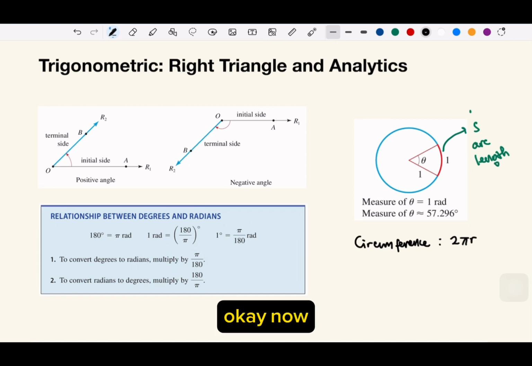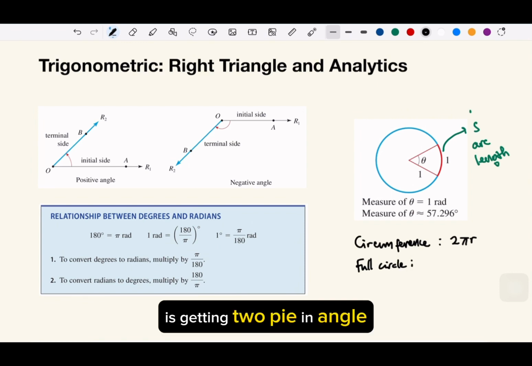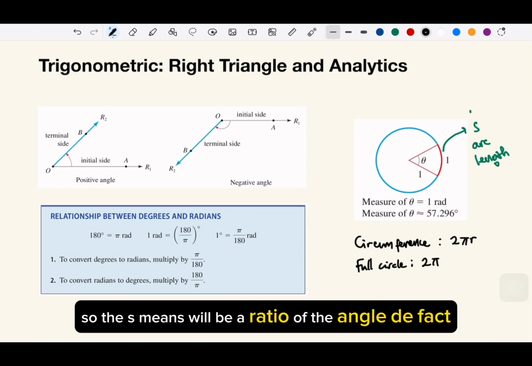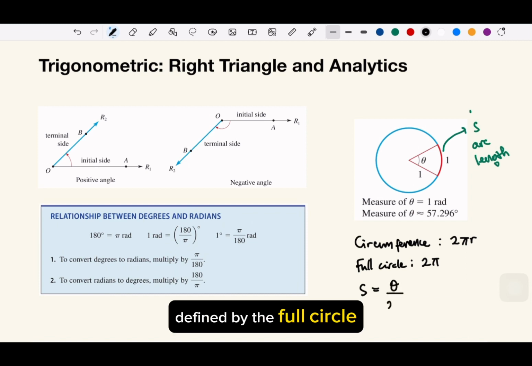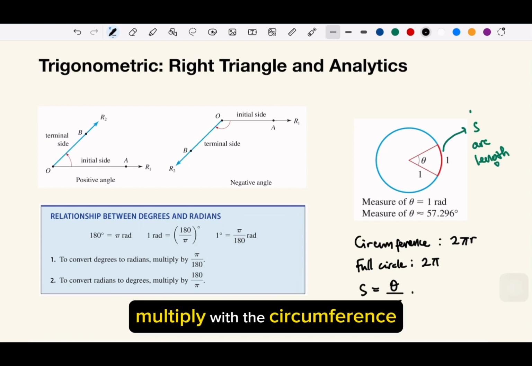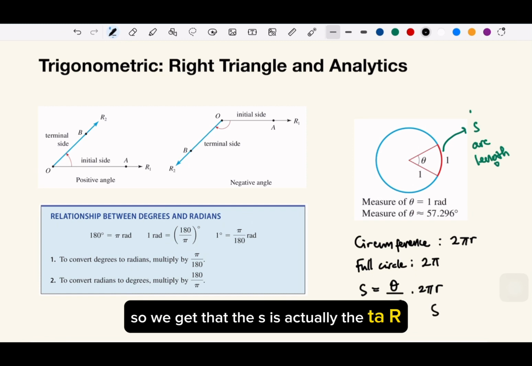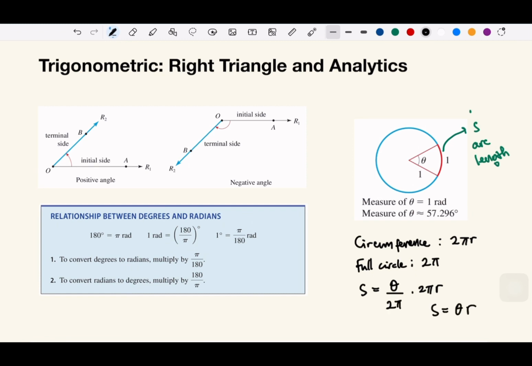Okay. Now, the full circle, so let me write, full circle is 2 pi in angle, right? It's the full circle, right? So S will be the ratio of the angle theta divided by the full circle, multiplied by the circumference. So we get that S is actually theta r.